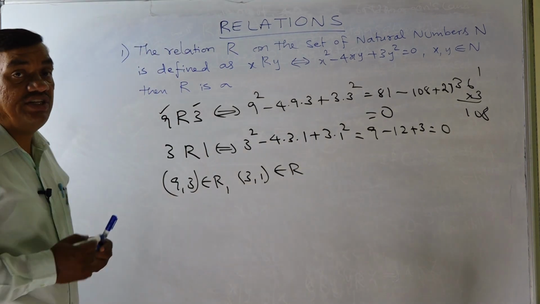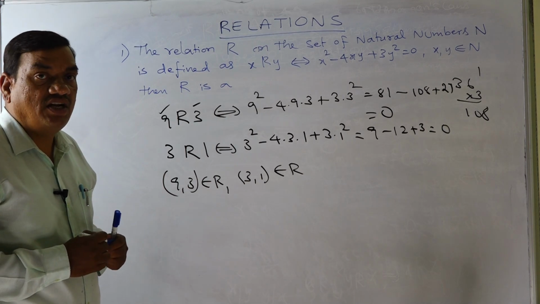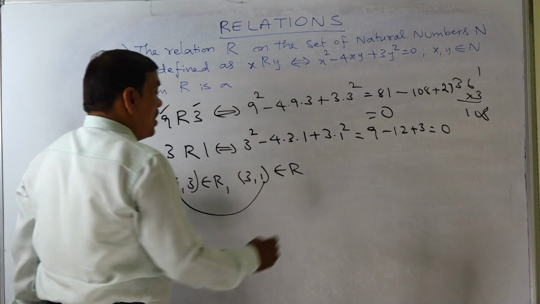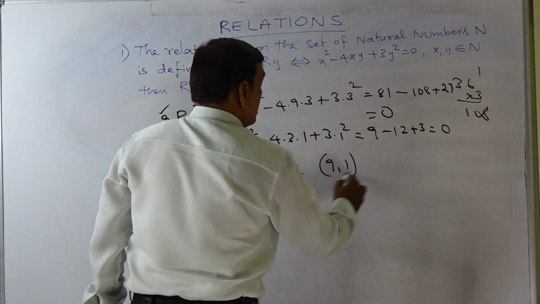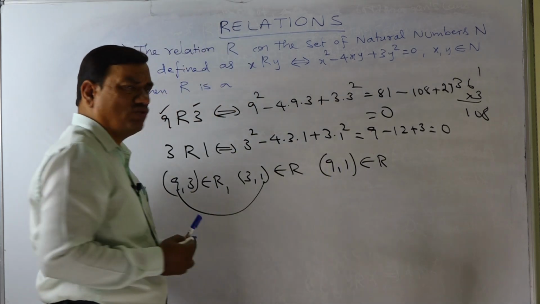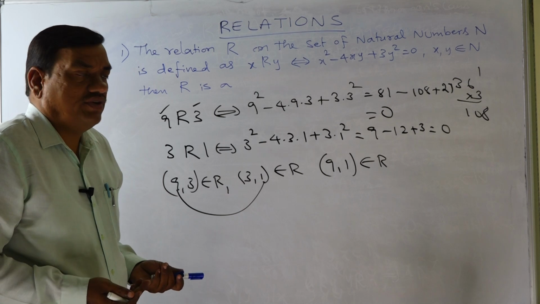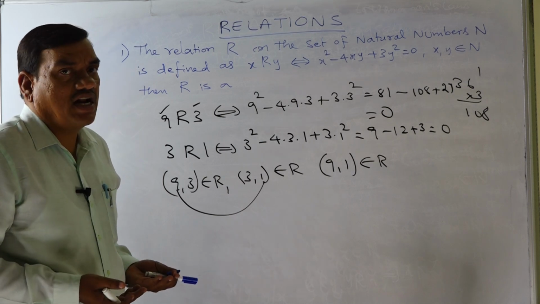If R is a transitive relation, then what must belong to R? (9, 1) must belong to R. If it belongs to R, then we say that R is a transitive relation. Of course, if it does not belong, then it is not a transitive relation.